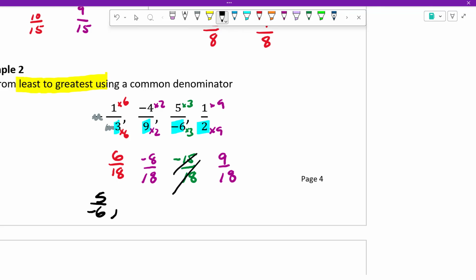All right, what's the next biggest number? Negative 8 over 18. I'm going to write down the original number, which is negative 4 over 9. Right? So that one's gone. And then you have 2 left. 6 over 18. So I'll write down the original number. It looks like that. And then we have the last one, 1/2.